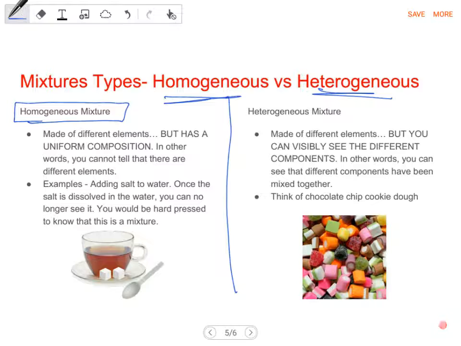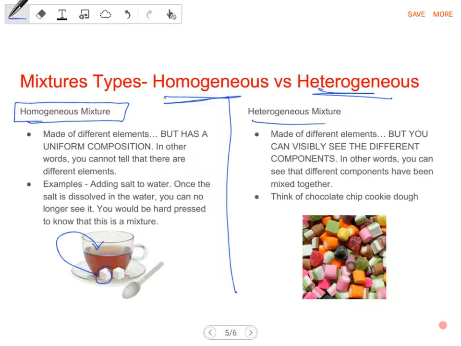So for example, let's say you take this tea down here, or this water. If I were to put these sugar cubes in there and mix it all around, they will dissolve and you can't see them anymore. So what you'll be left with is this brownish liquid. It looks like we only have one type of thing in there. We cannot physically see the difference between the different compounds or elements that are in there. So again, a homogeneous mixture is where you have a mixture, but to your eye, you can't tell that there are numerous things in there.